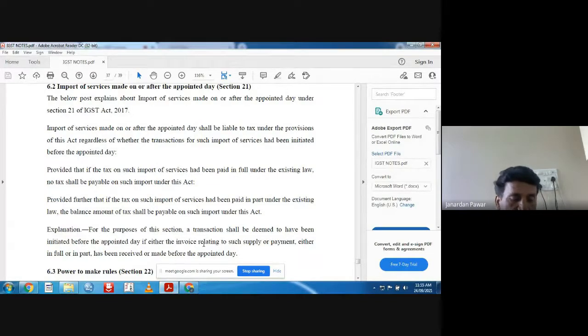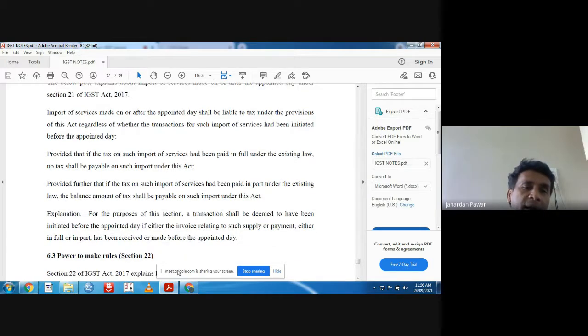Import of services made on or after the appointed day shall be liable to tax under the provisions of this act, regardless of whether the transactions for such import of services had been initiated before the appointed day. So see what they have said. If such kind of import is made on or after that particular appointed day, that import is liable to tax under the provisions made in this particular section, which is 21. So this one is the first one.